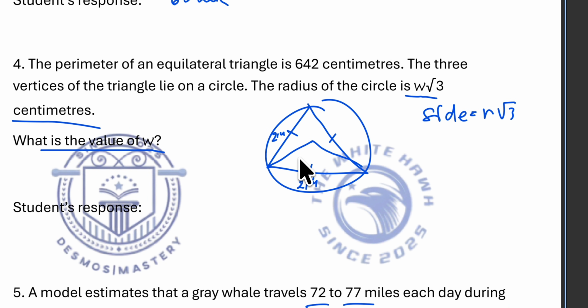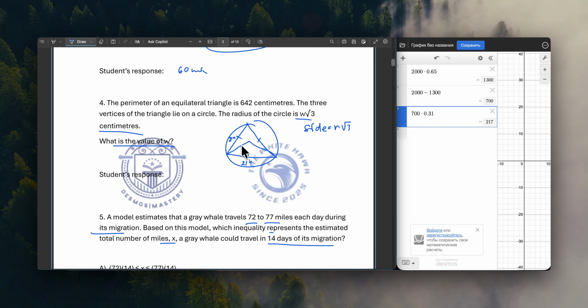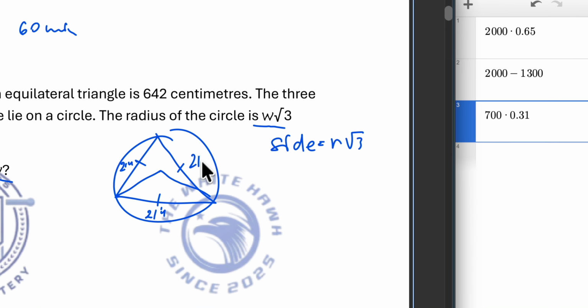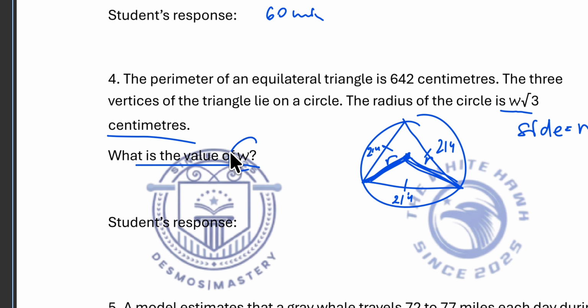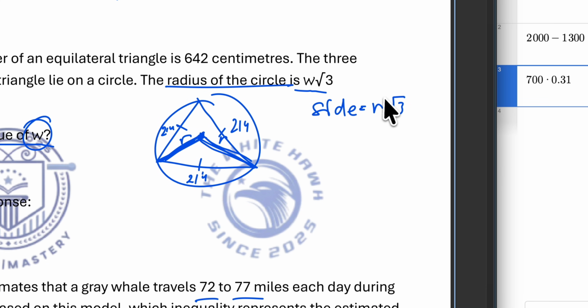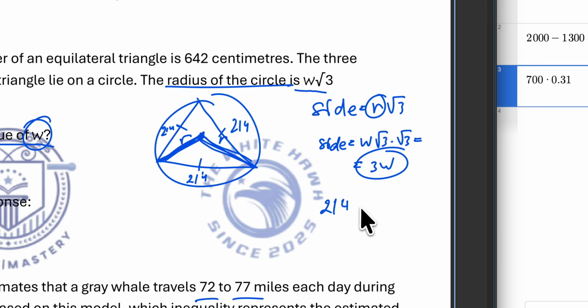Okay, we have here the circle and an equilateral triangle, which means we have equal sides and equal angles. And the side of the equilateral triangle is the radius of the circle times square root of 3. So I need to find w, which means I can plug in: the side is w square root of 3 times square root of 3, or 3w. So the side is 214, and we divide it by 3 to get w.